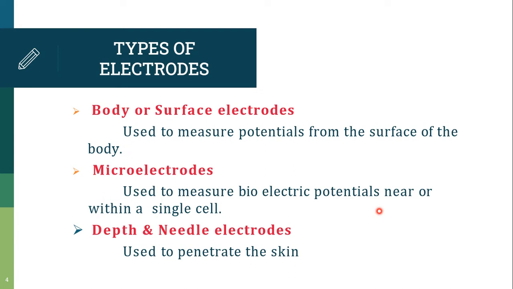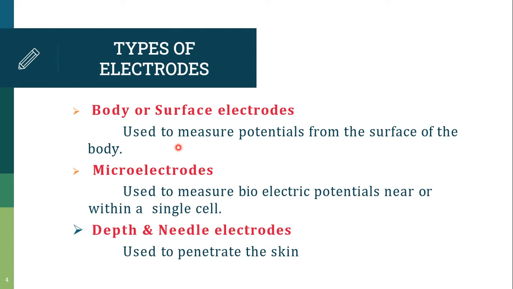So there are three different types of electrodes: body or surface electrodes, which are used to measure the biopotentials from the surface of the body; microelectrodes, which are used to measure the potential within a single cell; whereas the depth and needle electrodes are used to measure potentials by being deeply penetrated inside the skin.